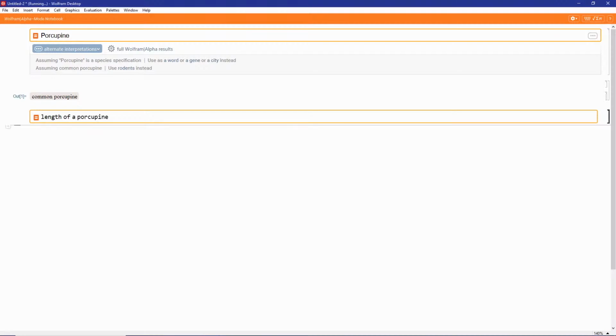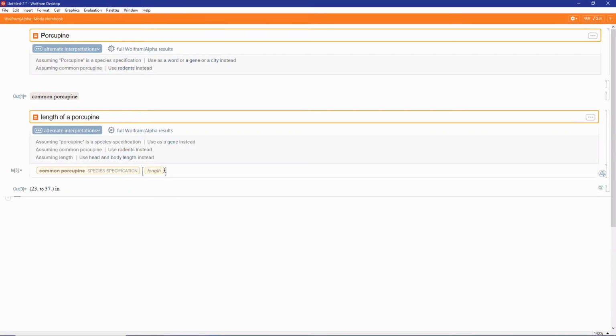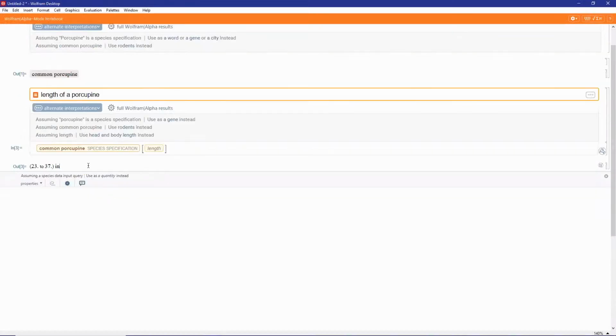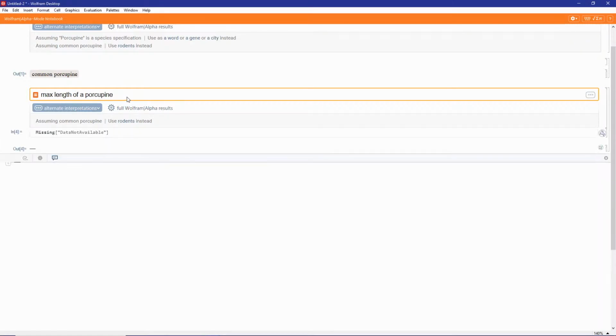So this is going to default to giving you the shortest, simplest answer that it can find. But you can also ask it for those full results that we were looking at before. So here it says the simplest answer for the length of a porcupine is 23 to 37 inches. But if you wanted the full Wolfram Alpha results, you could also look for everything that we were getting online, which will plot functions and do all sorts of things that you might not have even thought to do with the data.